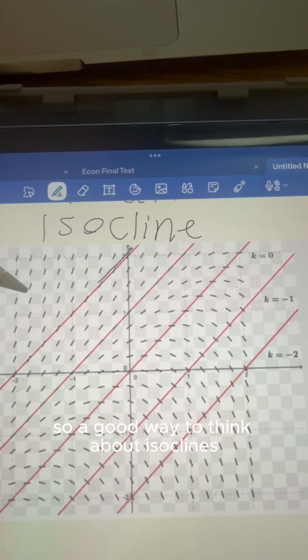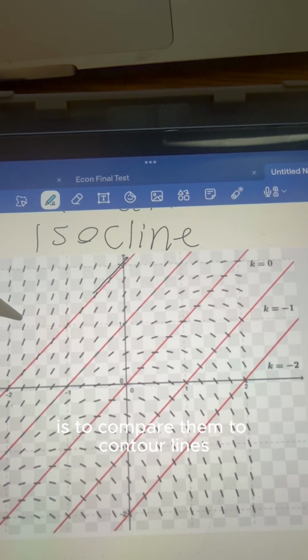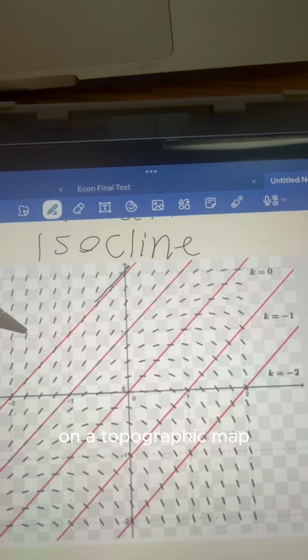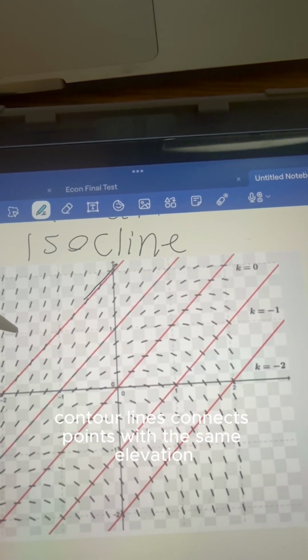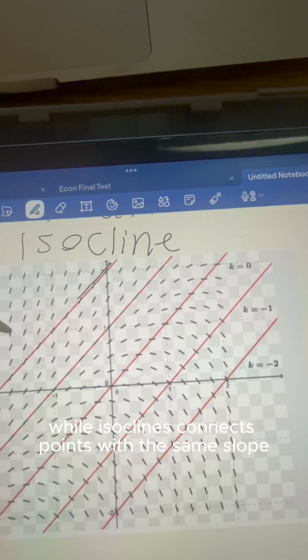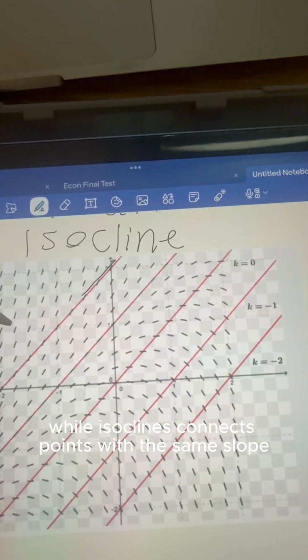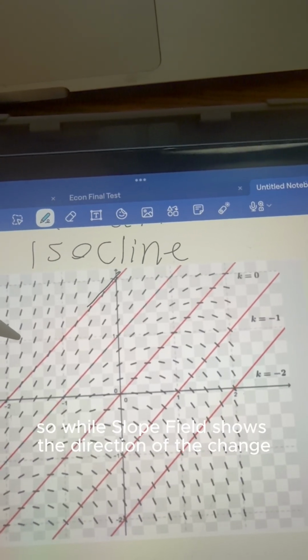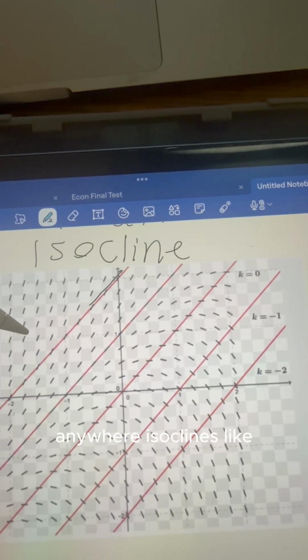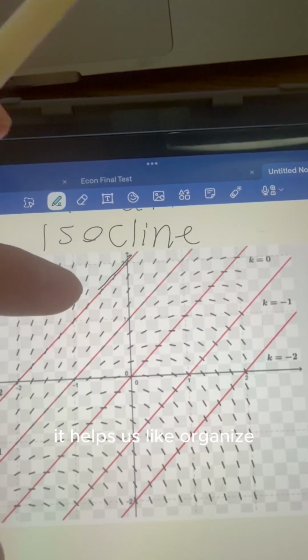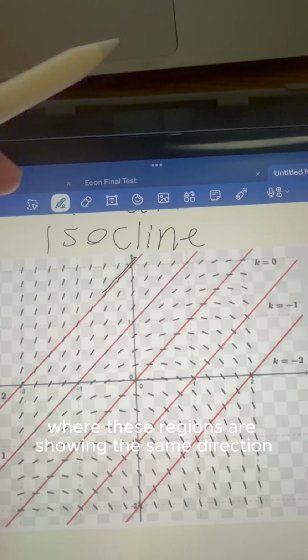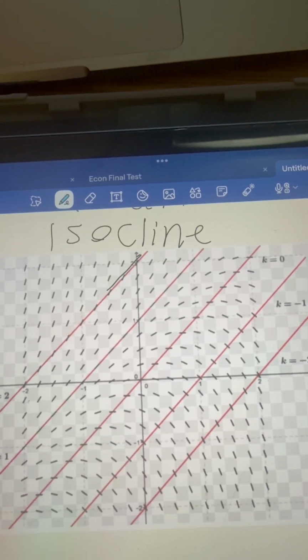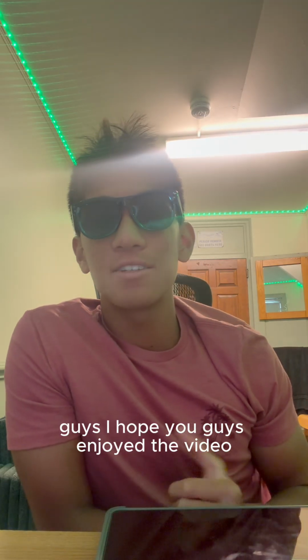A good way to think about isoclines is to compare them to contour lines on a topographic map. Contour lines connect points with the same elevation, while isoclines connect points with the same slope. While a slope field shows the direction of change anywhere, isoclines help us organize where these regions are showing the same direction.